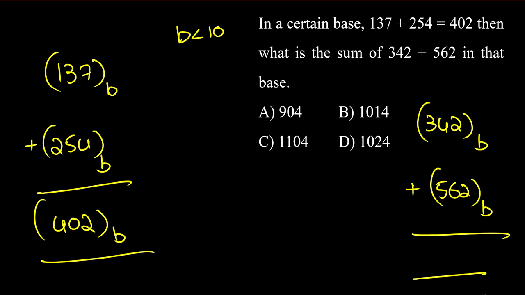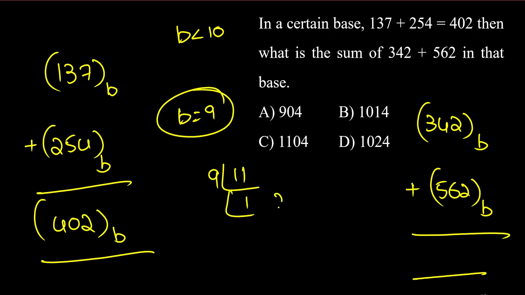Now what is 7 plus 4? 11, ending with 1, but here ending with 2. The answer: base is 9. Completed. How base 9, sir? 7 plus 4 how much? 11. Is 11 allowed in base 9? No. What do you have to do? 9 once, remainder 2. I have to write it as 1, 2.